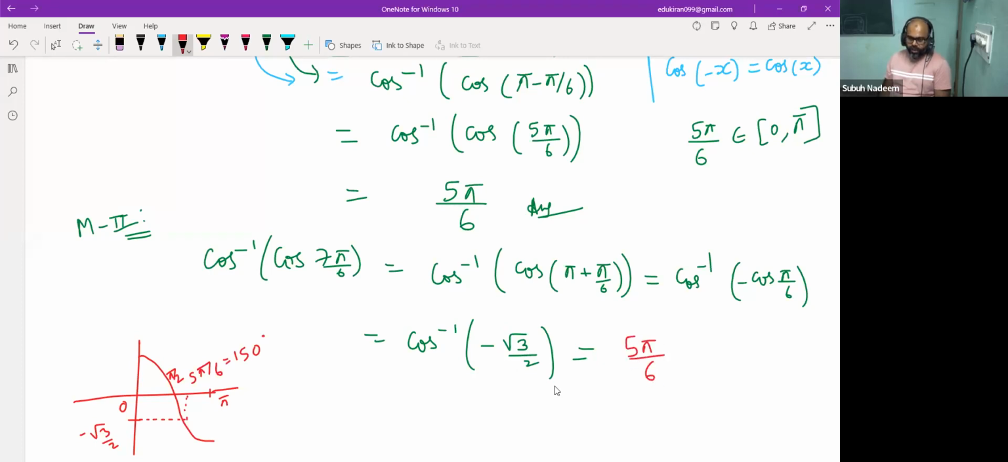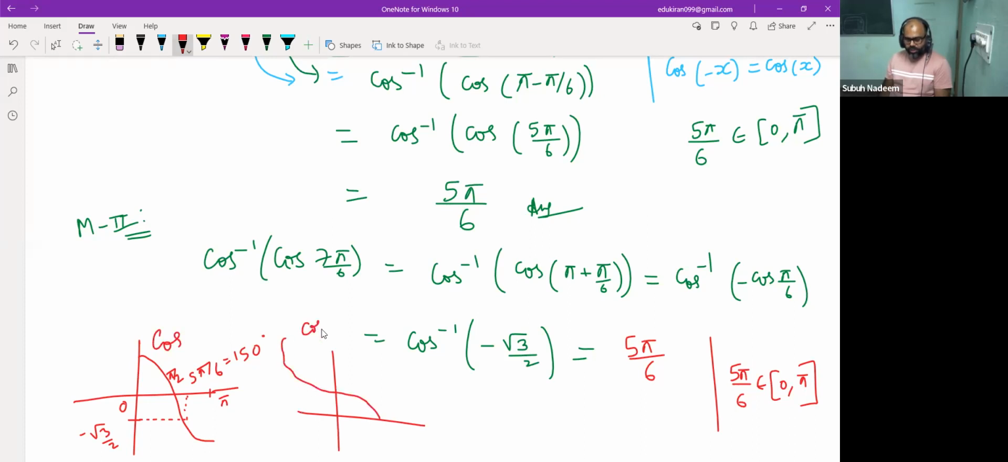So if the value is coming negative, it does not mean that the angle is also negative. The angle can be positive. It depends upon the principal value range. So it is between 0 to pi. So 5 pi by 6 belongs to 0 to pi. Or even if you draw, this is the graph of cos, you can write it as a revision part of the previous class. This is the graph of cos inverse. So if you take minus root 3 by 2, it is here. So this will be at this angle, which is 5 pi by 6.